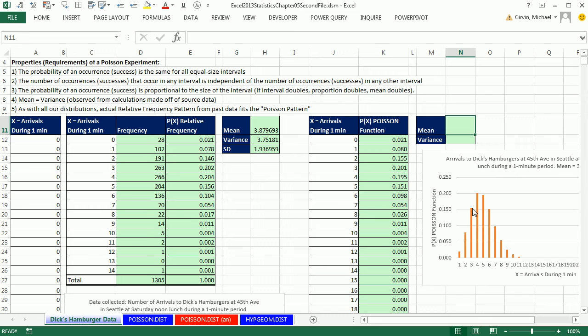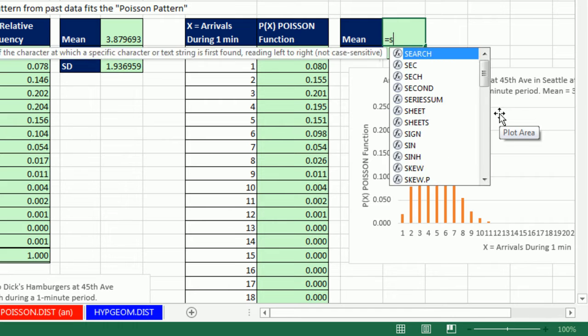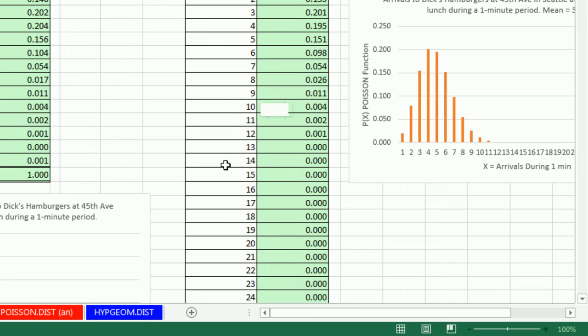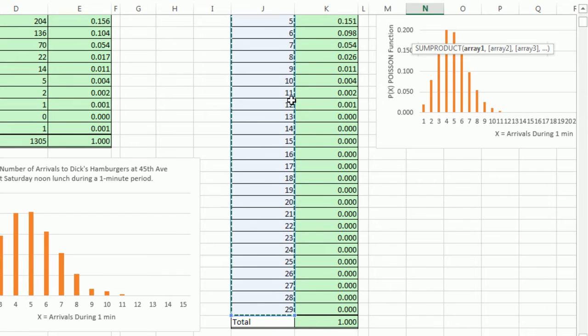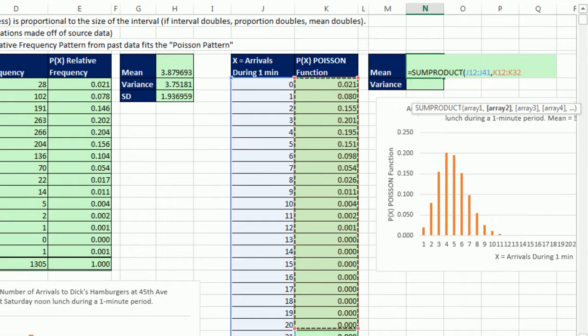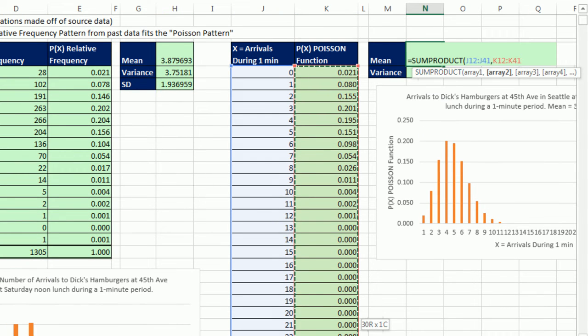Now let's calculate our mean. Remember, the mean and variance are supposed to be the same. So we're going to calculate SUMPRODUCT for our expected value. We take our x values. We did not have to extend it this far. I just did to show you that that could be done. And here are our probabilities. Remember, SUMPRODUCT has to have exactly the same number of rows. For a second there, I did not. And enter. So look at that. There it is, 3.8796. So right over here, looking like pretty darn exactly the same.